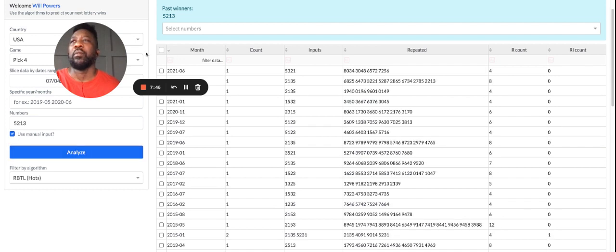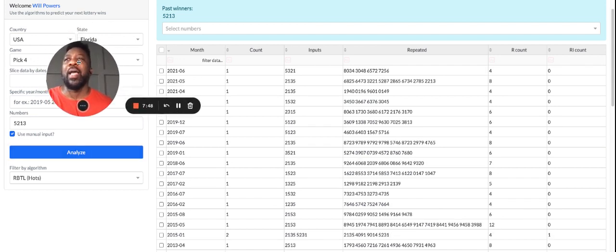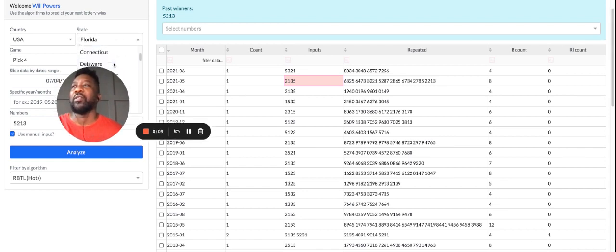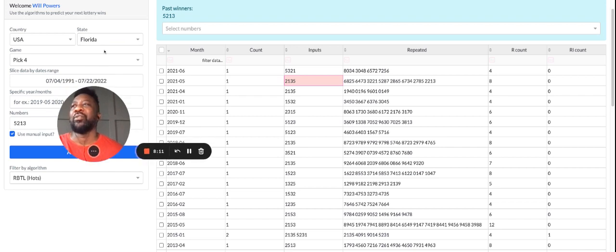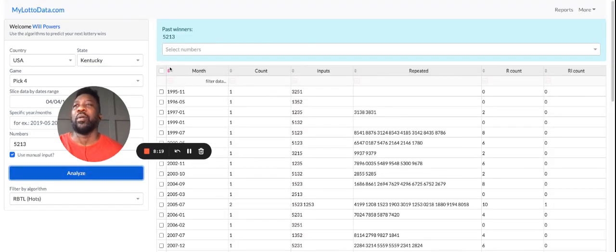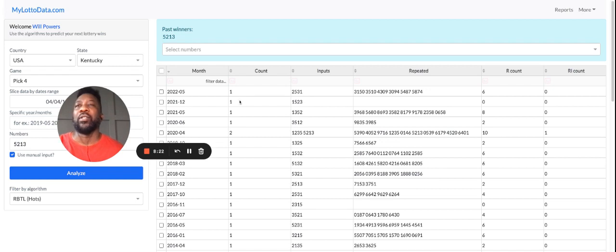Let me sort this. So I think this was back in, yeah, she said that 2135, this was last year around this time. And she said it followed Kentucky. So it was 2135. Let me switch this joint over to Kentucky. Y'all see what I'm talking about. Again, what tool allows you to just switch states like that? 2135. And then I'm going to sort high to low. Yeah, so this is what she said.